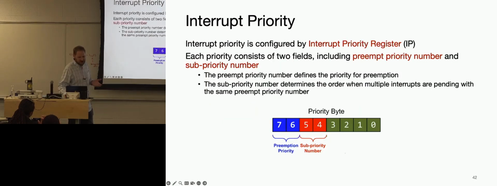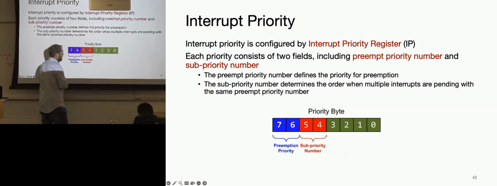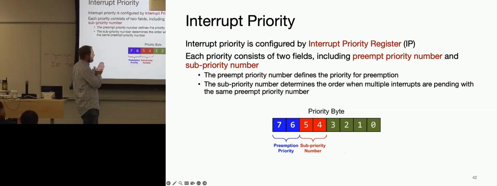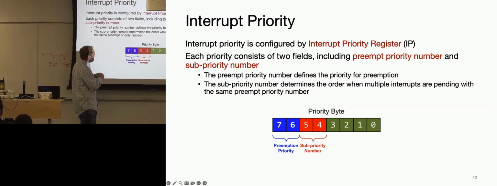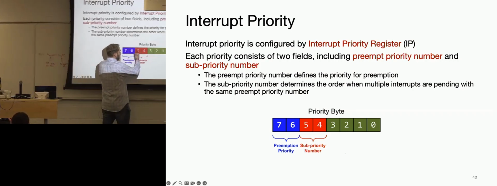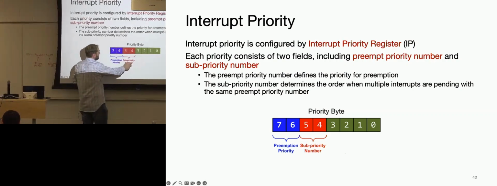And so we use a register structure to keep track of this. Here we say there are potentially up to 8 bits to denote the priority of a particular interrupt. And we can chop up these bits in 2 different ways with 2 different numbers. So there's the preemption priority and the sub-priority.